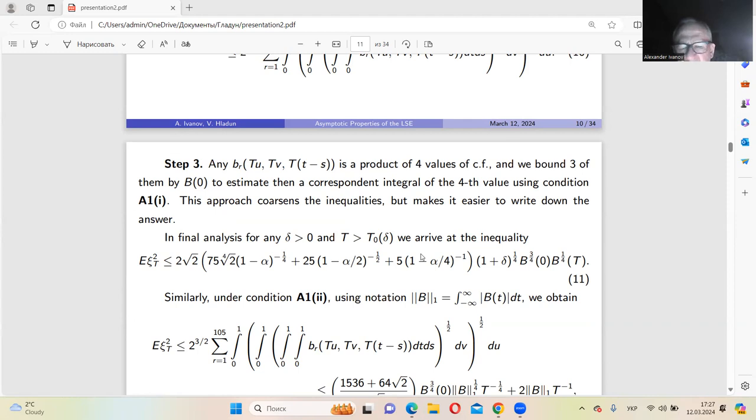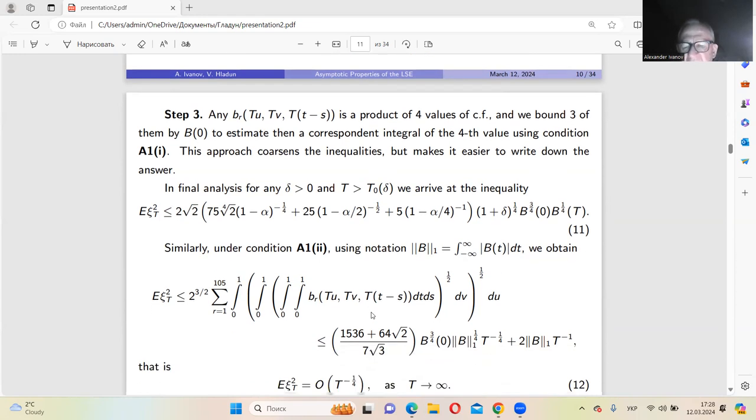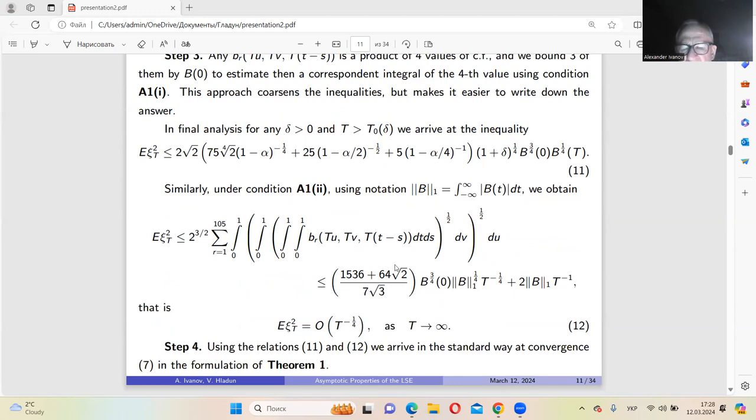This constant can't be simple, and it is multiplied by the value of our covariance function to the power 1/4. This is for condition A1i. Similarly, under condition A1ii, this is the case when we deal with an integrable covariance function, we obtain another inequality of such a kind.